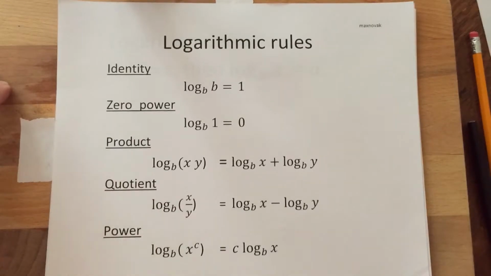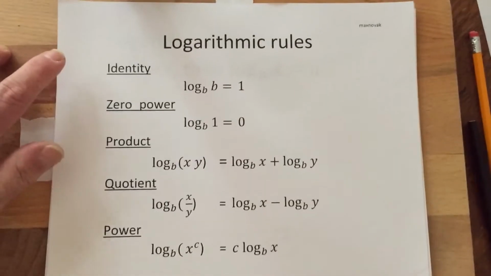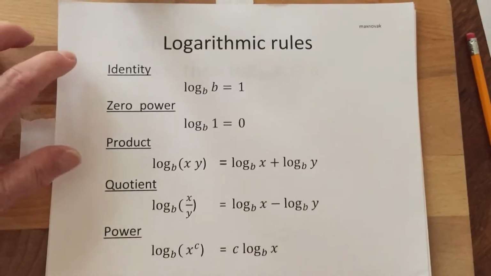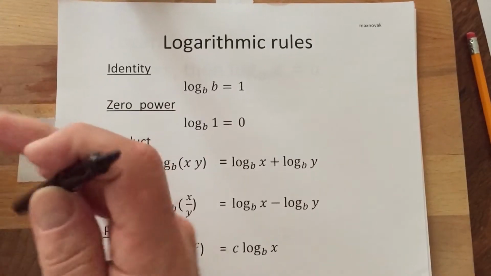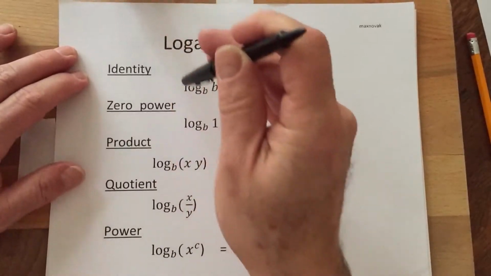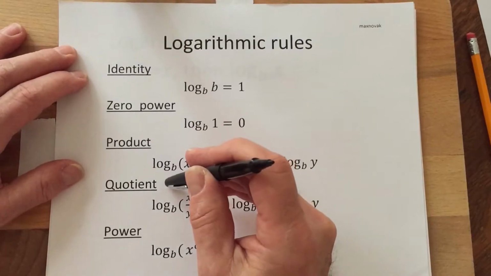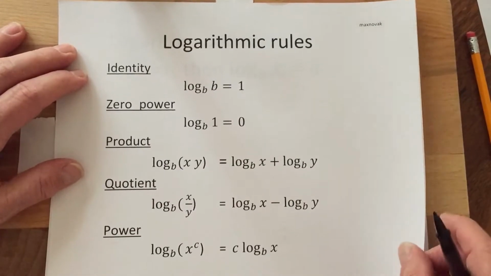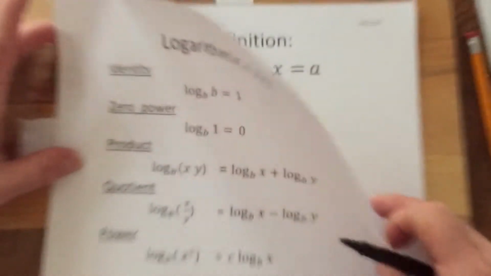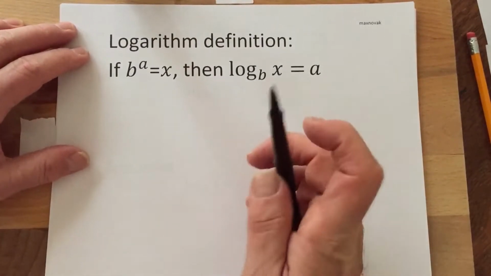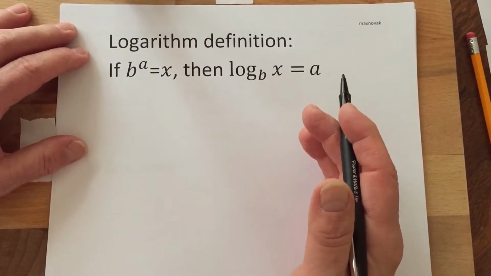So today we're going to look at logarithmic rules. We'll look at 5 particular rules: the identity rule, the zero power rule, the product rule, the quotient rule, and the power rule. We'll get into each of those in detail. But first, what's the definition of a logarithm?